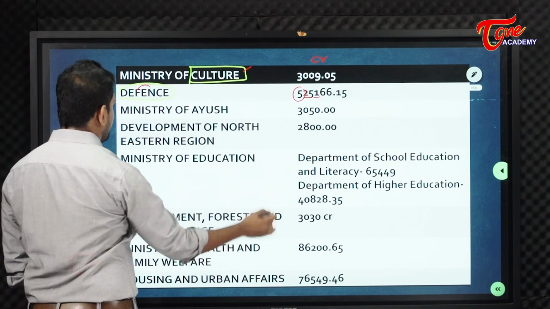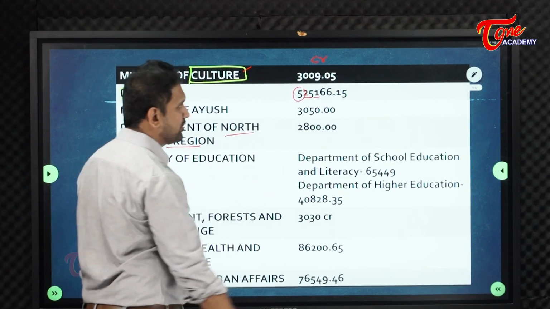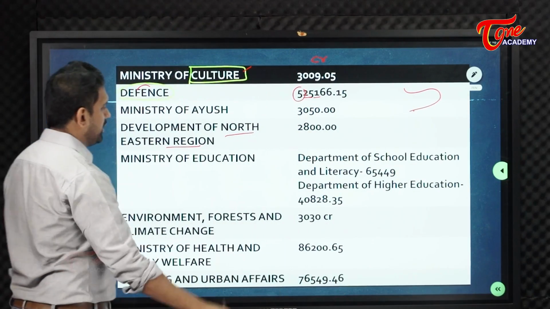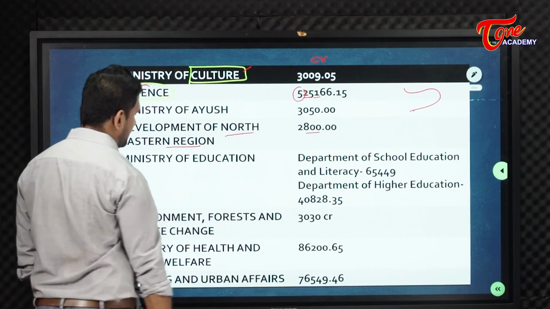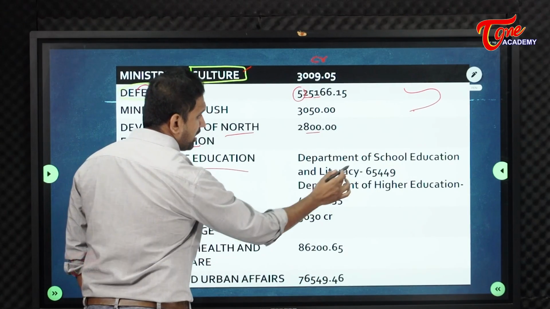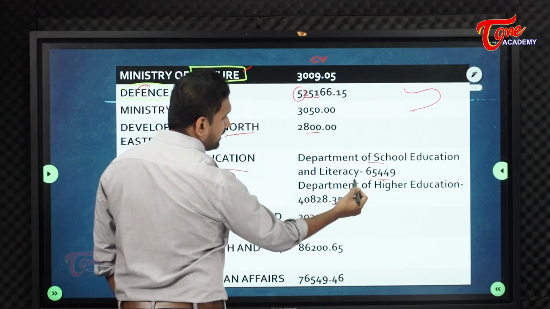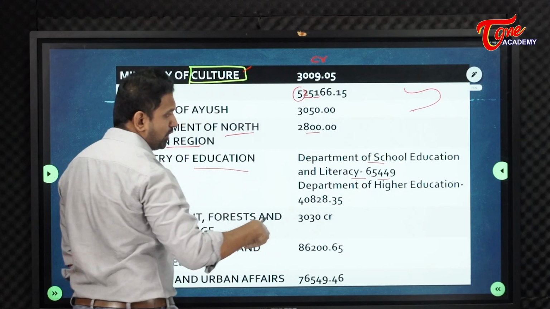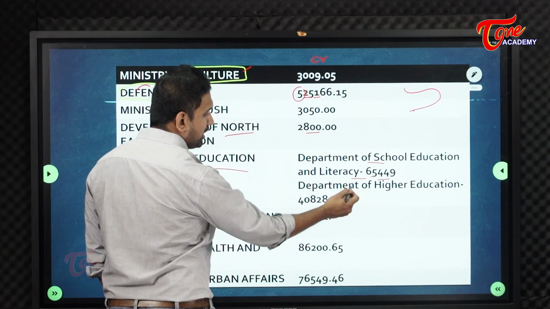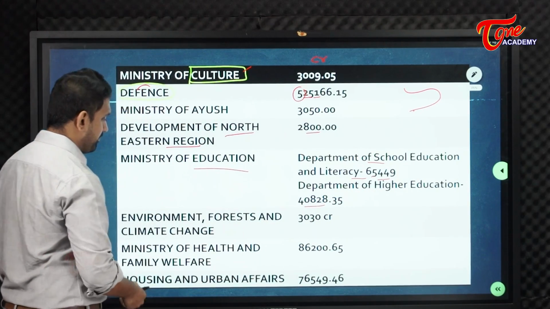Development of northeastern region, you know that's our 7 sister states. Northeastern region, 2,800 crores are given. Ministry of Education, Department of School Education and Literacy, meaning classes 1 to 12, 65,000 crores are given. Department of Higher Education has got 40,000 crores, almost equal is given.